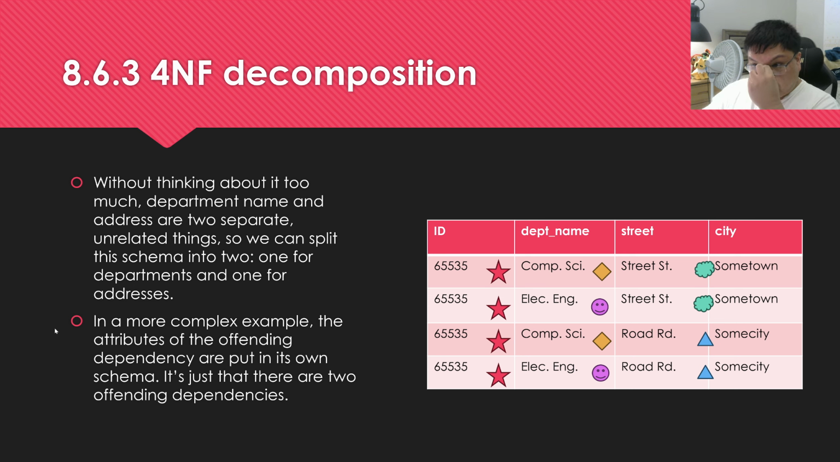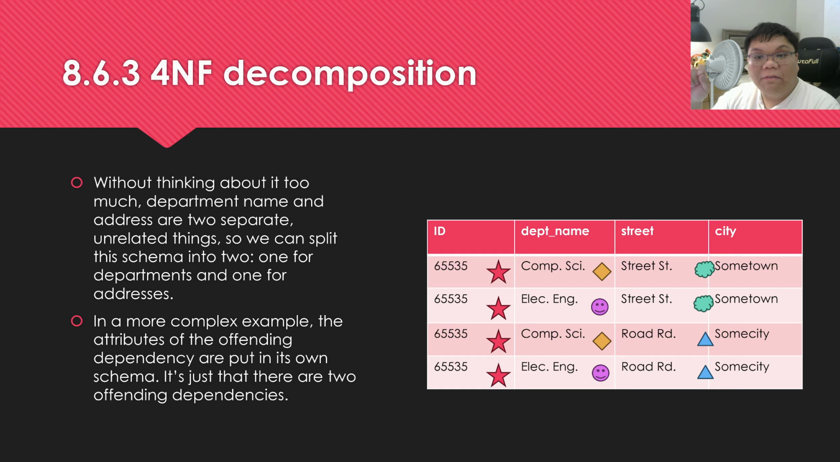Okay, as I said, without having to think about it too much, we can see that the department name and the address are 2 separate things. In a more complex example, you could just have one offending multi-value dependency that you would just separate from the rest of the schema. It's just that we have 2 such multi-value dependencies, so it doesn't matter which one we start with. So we're going to have to split this no matter what.